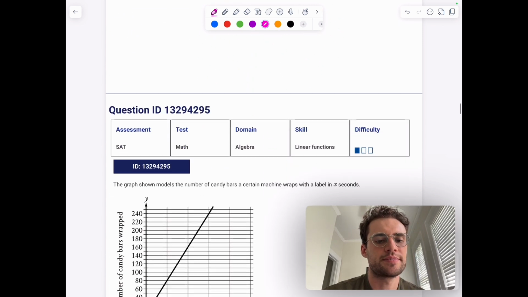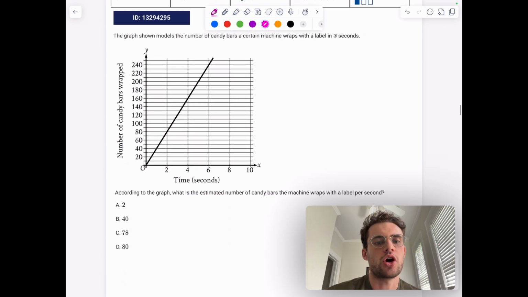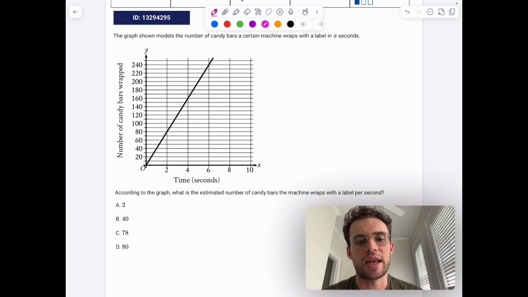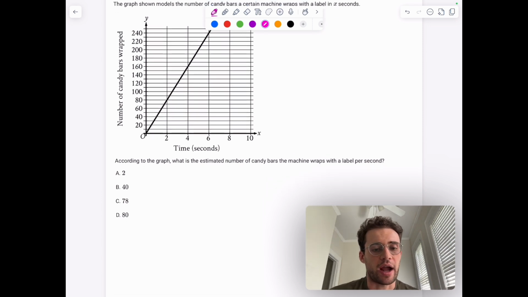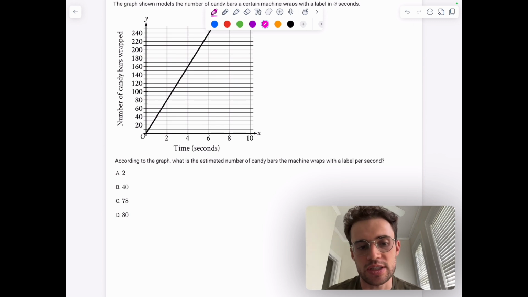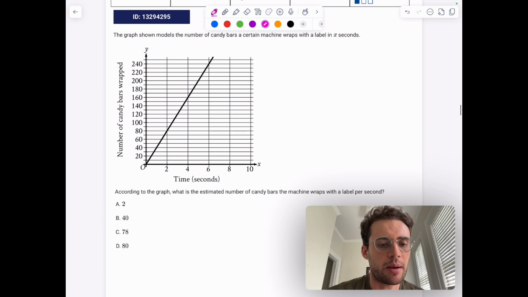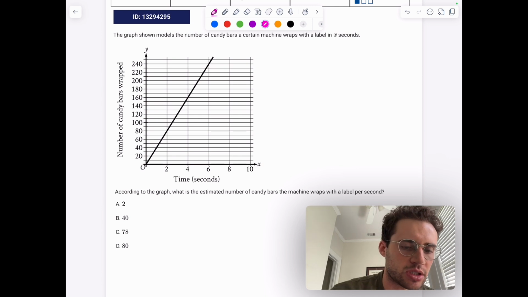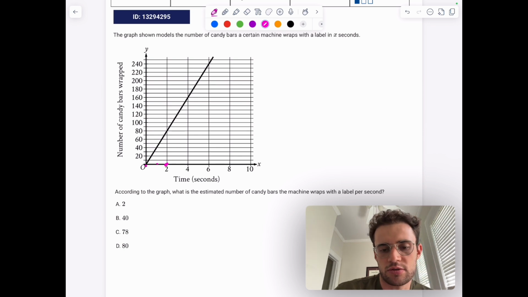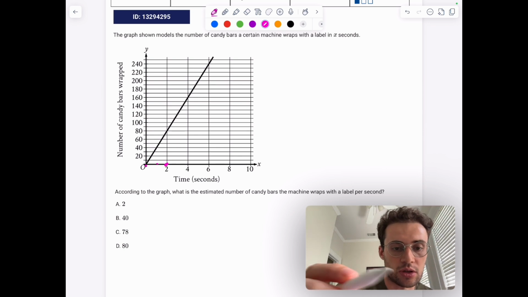That's option B. The graph shown models the number of candy bars a certain machine wraps with a label in x seconds. According to the graph, what is the estimated number of candy bars the machine wraps with a label per second? So each time it goes up by 1 second, how many candy bars does it go up? Well, they don't have a line for each one. They just have it for every 2. You can see when it goes from 0 to 2, it will be the same as the increase for any of the others, because it's a linear function.